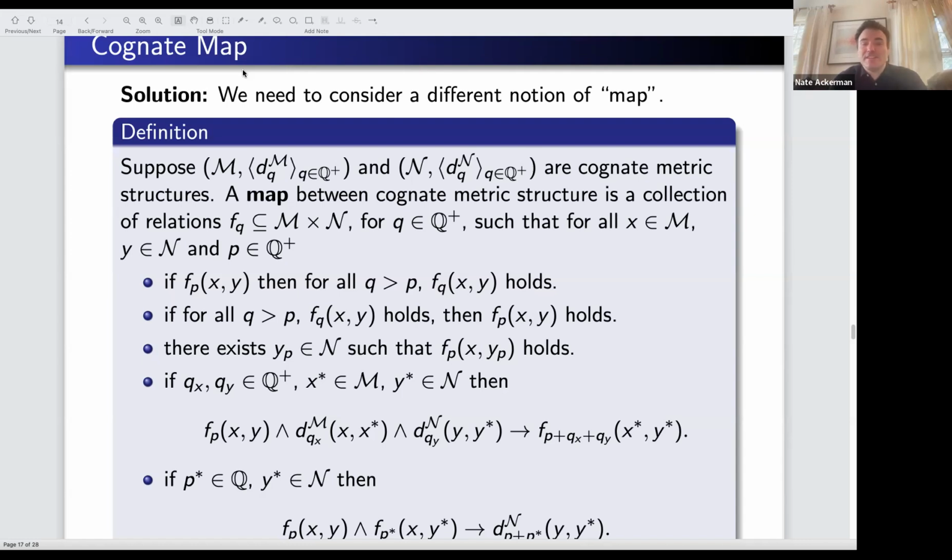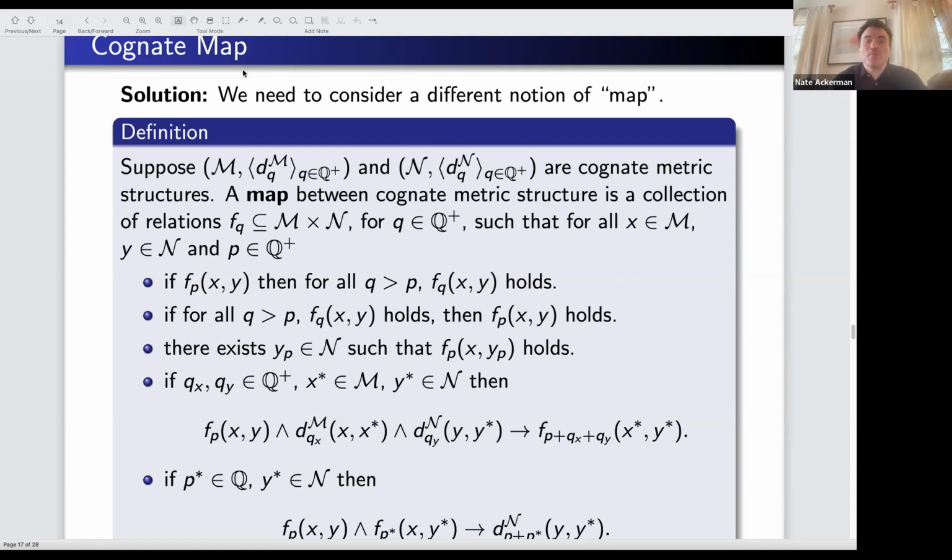If distance is no more than P, and Q is bigger than P, it's not going to be any more than Q. Then we also have that for every P, there's some point whose distance is no more than P, so it actually is in the completion. And then we have these last two, which are a little technical, but basically correspond to the analogs of the triangle inequality.